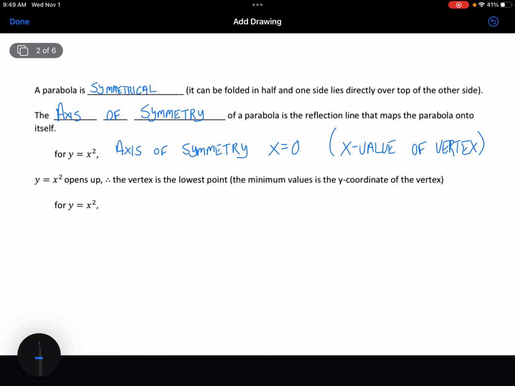Y equals x squared opens up. The vertex is the lowest point. It's the minimum value in this case. And we're always going to be looking at the y coordinate when we're talking about maximum or minimum values. So for y equals x squared, the vertex is going to be 0, 0. It's our lowest point, our starting value, where the minimum happens at this value.